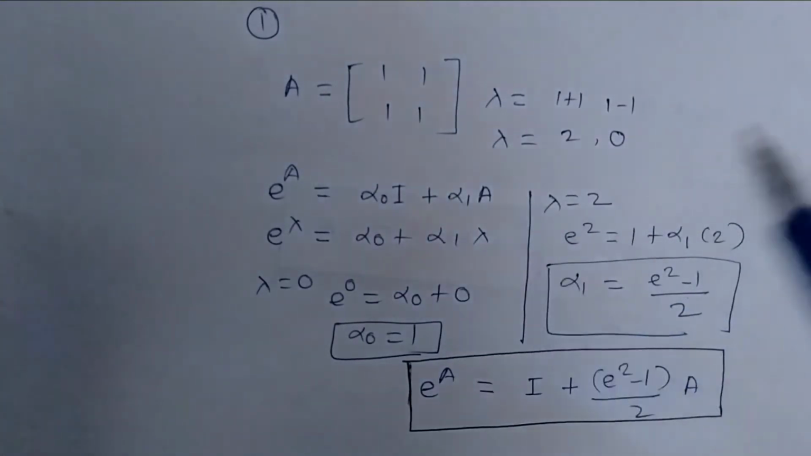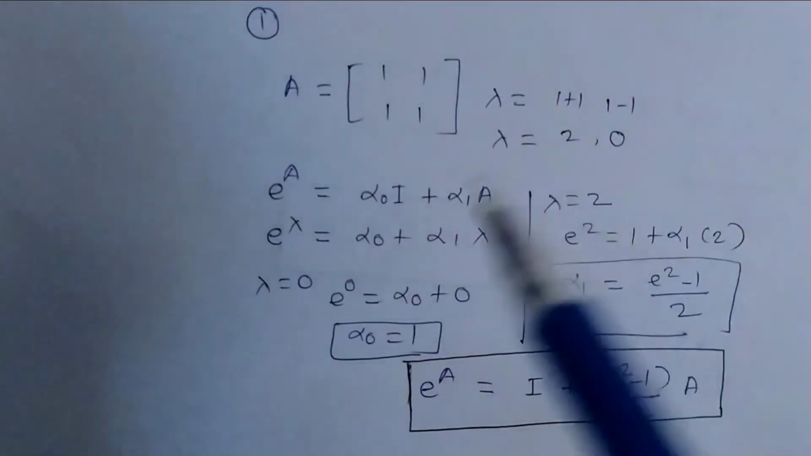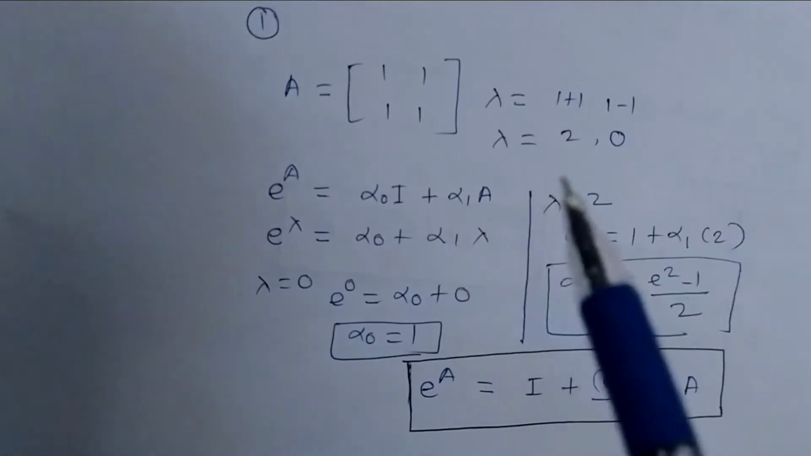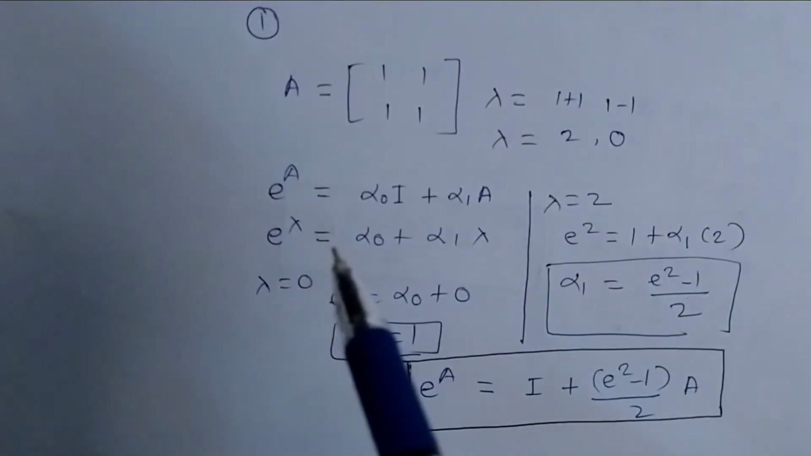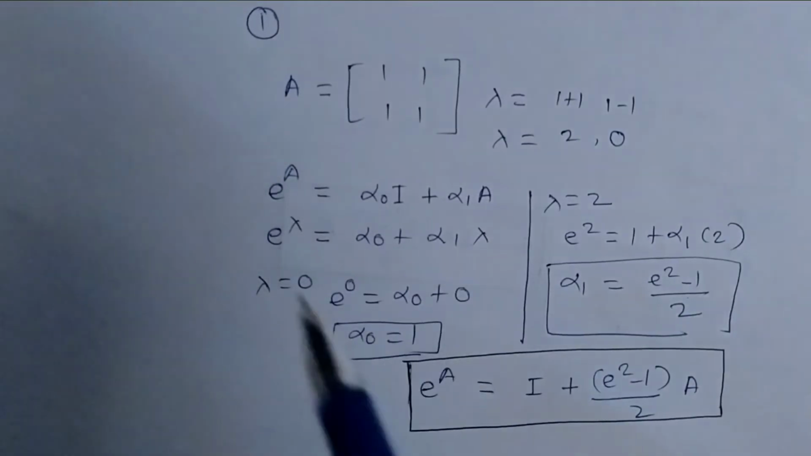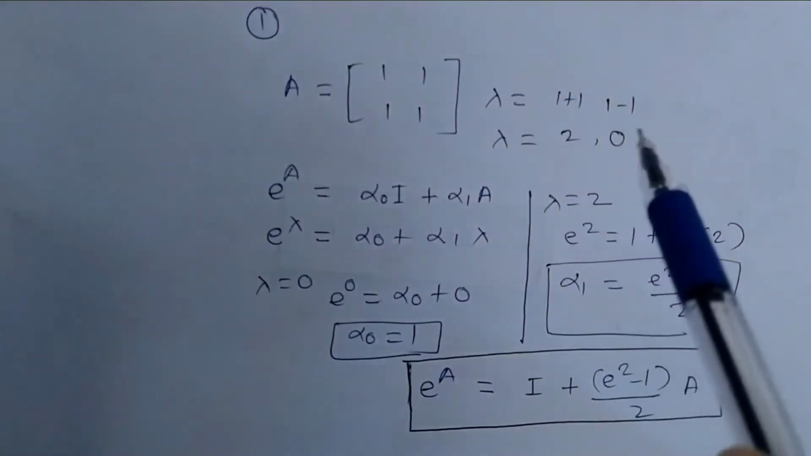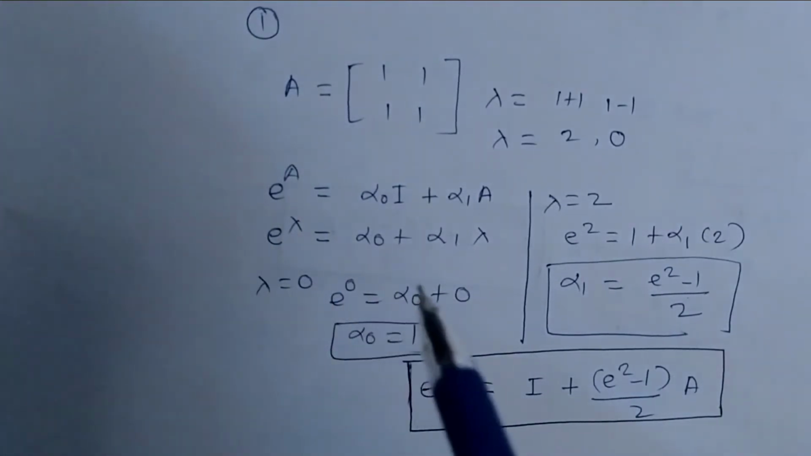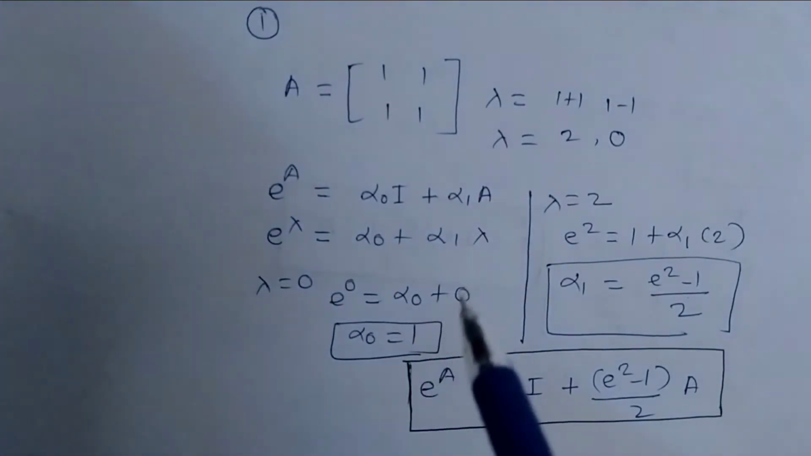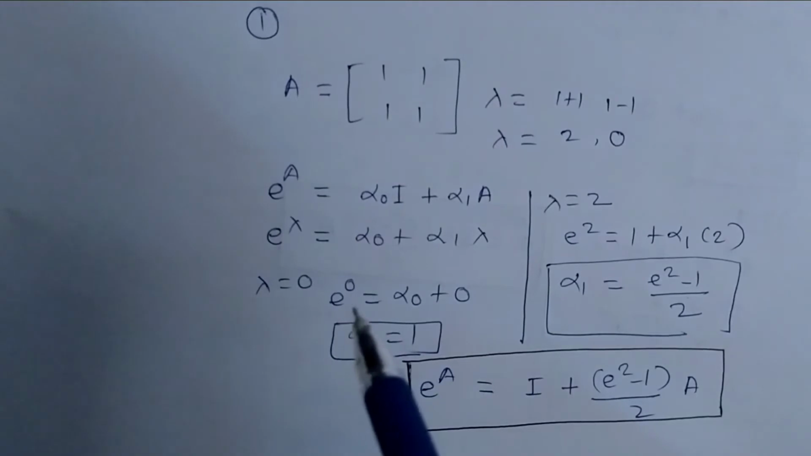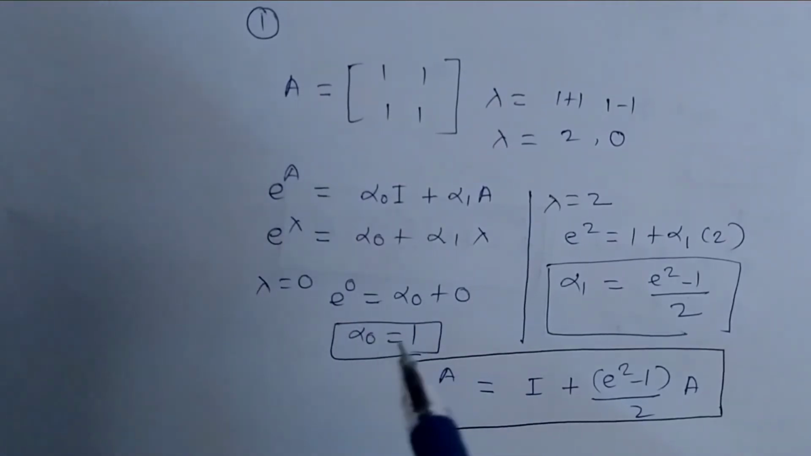So by using this formula, e raised to A is equal to alpha naught I plus alpha 1 A. Here e raised to lambda is equal to alpha naught plus alpha 1 lambda. So first we take lambda is equal to 0. For lambda is equal to 0, e raised to 0 is equal to alpha naught plus 0. That is alpha naught is equal to 1. Okay, that is e raised to 0 is 1. Alpha naught is equal to 1.